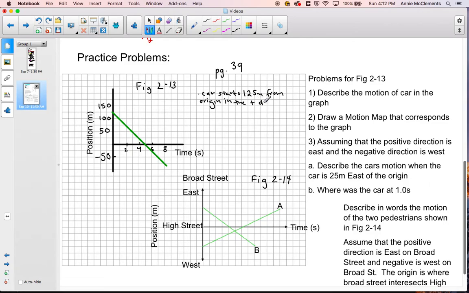Positive direction, okay? Then to get a sense of what direction the car is moving from there, I want to look at 1 second, right? After 1 second has elapsed, it looks like the car is around 100 meters away from the origin. So it's moving towards the origin, and that tells me that it's moving in the negative direction, okay?